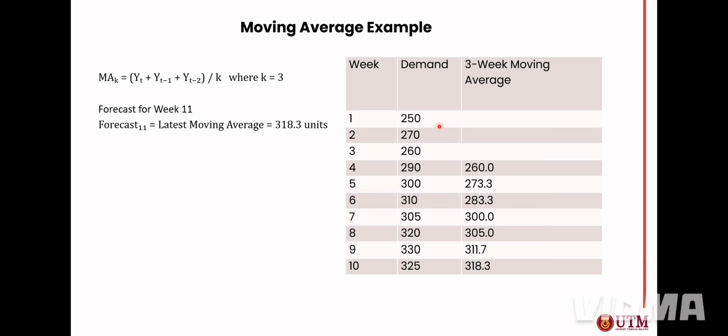For example, to forecast week 4, we use the historical data from weeks 3, 2, and 1. So it is 250 plus 270 plus 260, and then divided by 3, we get 260. To get week 5, we use week 4, week 3, and week 2. So we add 270 with 260 and 290. We divide it by 3, then we get 273.3, and so on and so forth until week 10.